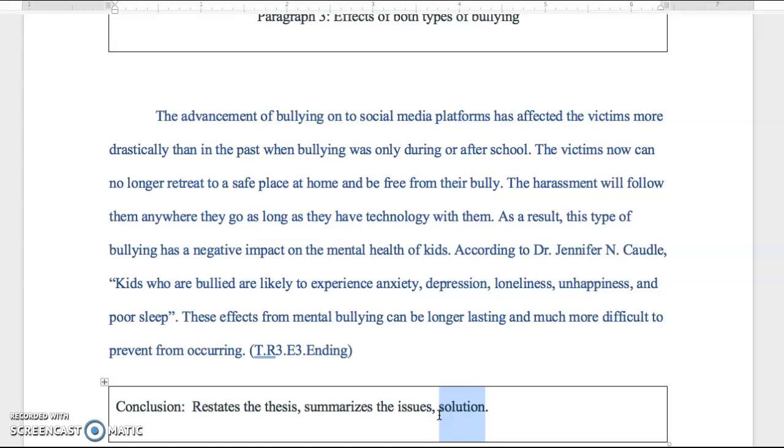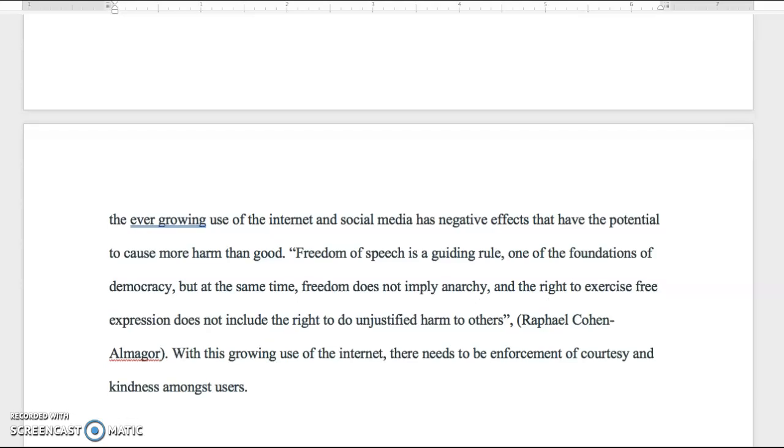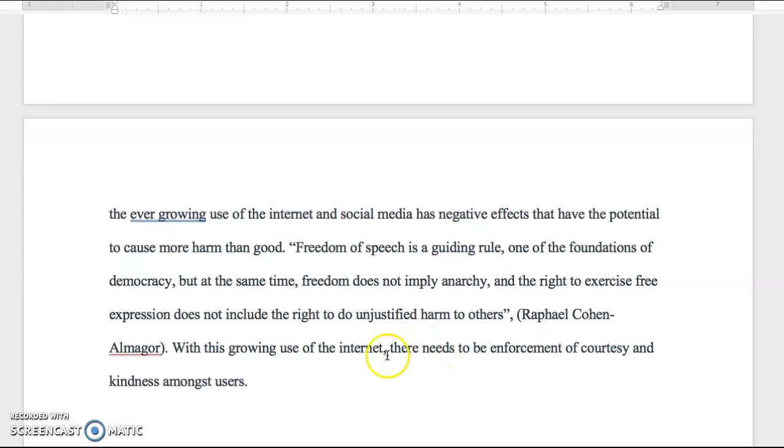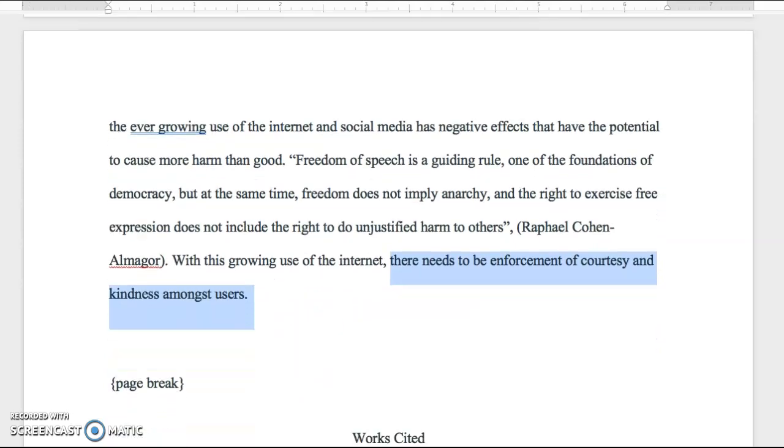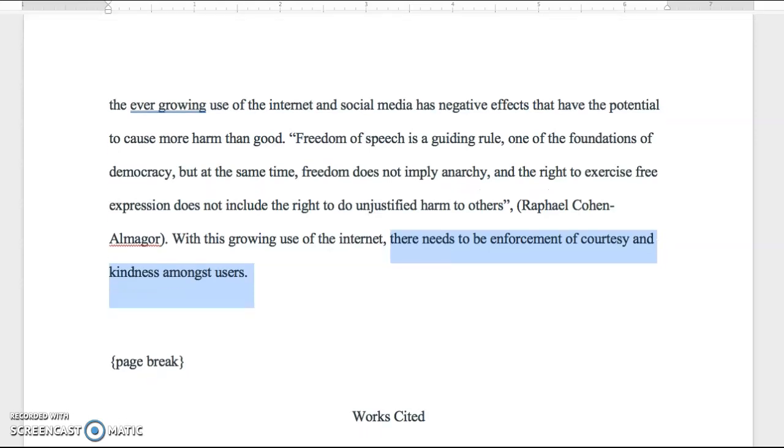So we know it's a problem. Kids have been bullied forever. It's getting worse because there's new ways to bully, but you have to offer some kind of solution too, just to show that you've done your homework. Okay? And they said in a very simple sentence that with the growing use of internet, there needs to be enforcement of courtesy and kindness amongst users. So it doesn't have to be an award-winning solution. It can be just a simple conclusion like, this is the problem, what can we do about it?